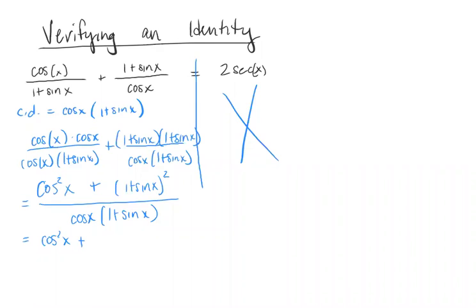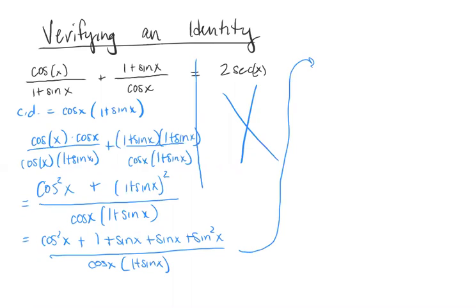We have 1 times 1, that would be first, and then outer would be sine x, inner would be sine x, and last would be sine squared x. This is still all over that denominator, cosine x times 1 plus sine x. And then I'm going to work over here so I have a little more space. If I rewrite this, we're looking at cosine squared x plus 1 plus 2 sine x plus sine squared x over our denominator, which is cosine x times 1 plus sine x.